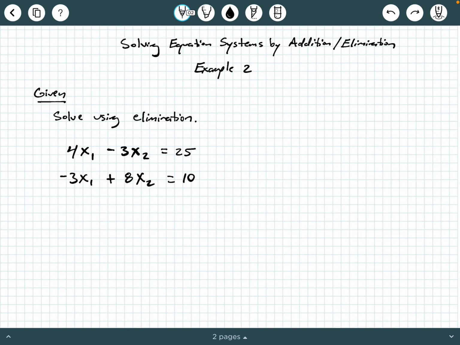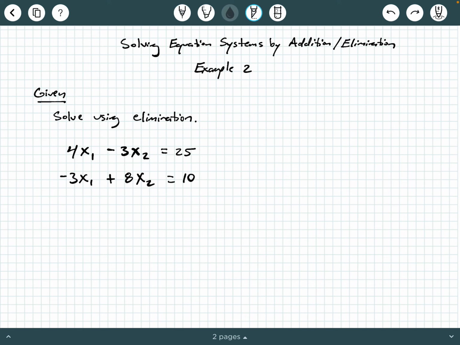Hey everybody, Dr. A here, and in this video we are going to be exploring a second example of solving equation systems by the addition, or also called the elimination method. So in the given statement, we're being asked to solve using elimination, and we have a system of simultaneous equations.